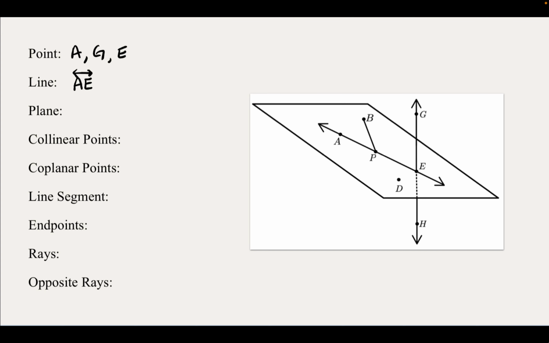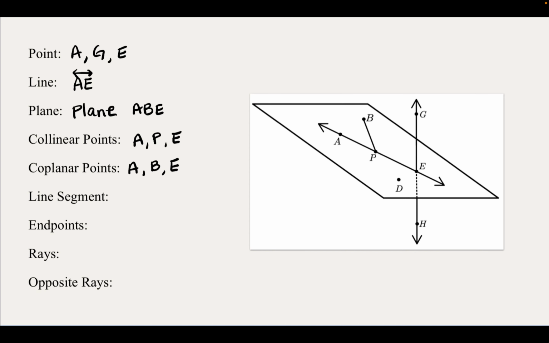Plane. So to name a plane, I need 3 non-collinear points, which means I can't choose these 3. So I have to choose 3 points that are not collinear. So I can say plane A, B, E. Be careful not to choose G or H because those technically are not on the plane. Collinear points, I can say A, P, E. Those are collinear. Coplanar, I already found coplanar points because I used them when I named my plane. So coplanar points could be A, B, E.